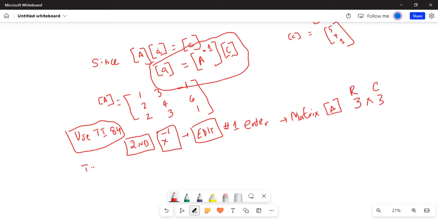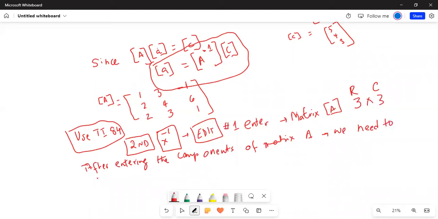After entering the components of matrix A, we need to find the inverse, A minus 1, or inverse of matrix A. How to do it in the calculator.